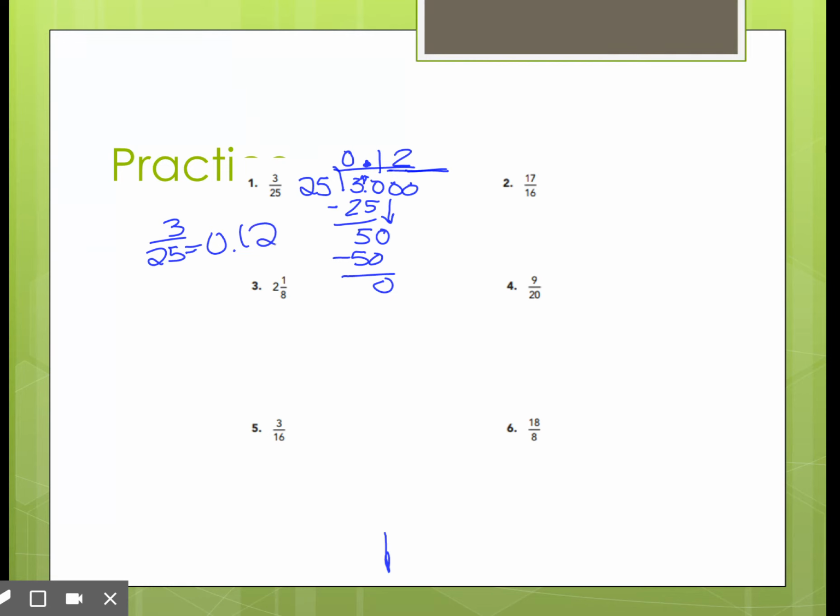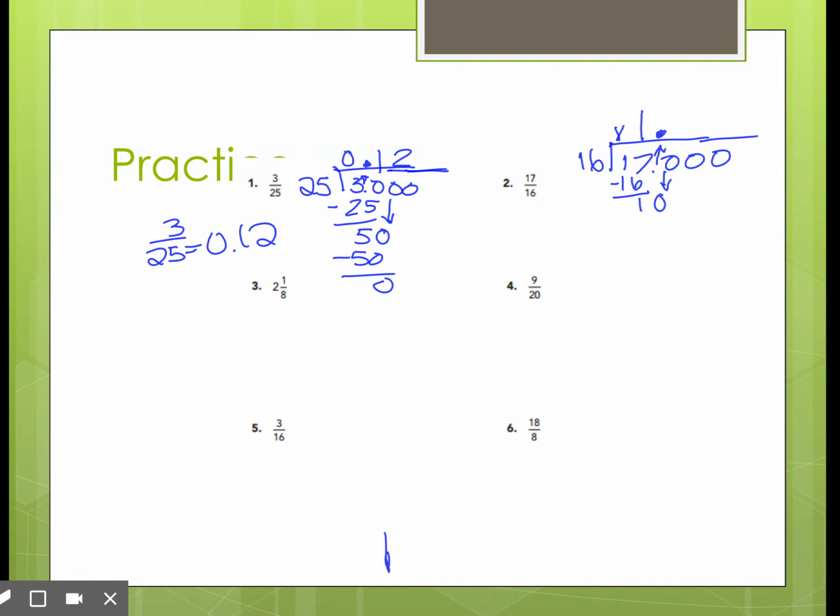Let's do number 2 now. I have 17/16, so I'm going to put 17.000 divided by 16. This is a little different. Again, don't want to skip that. Bring my decimal up. Make sure it's in the right place. 16 doesn't go into 1, but it does go into 17 one time. So I'm going to multiply 16 by 1 and get 16. I subtract. Now I bring down a 0.